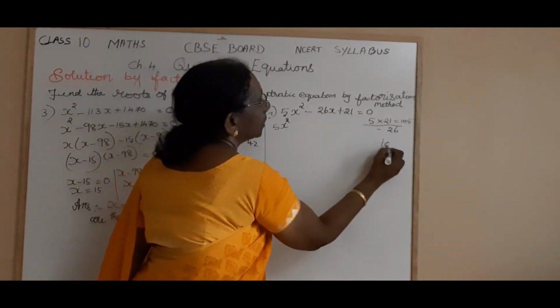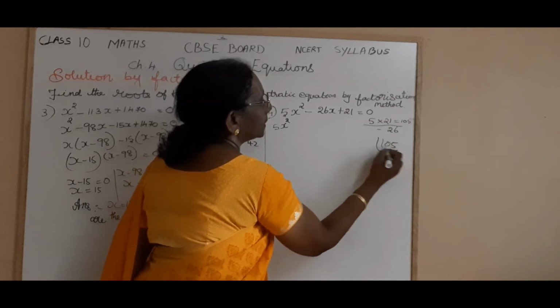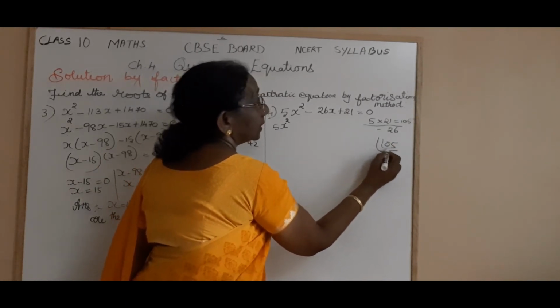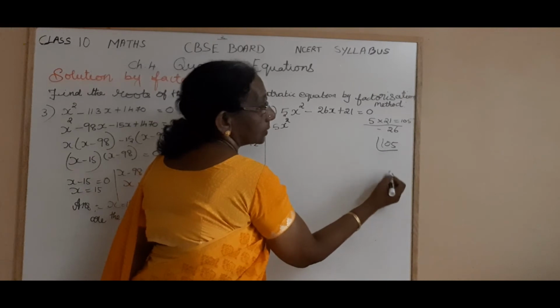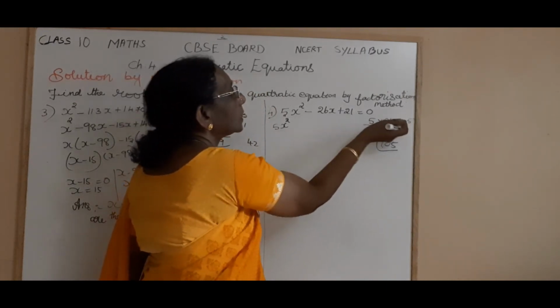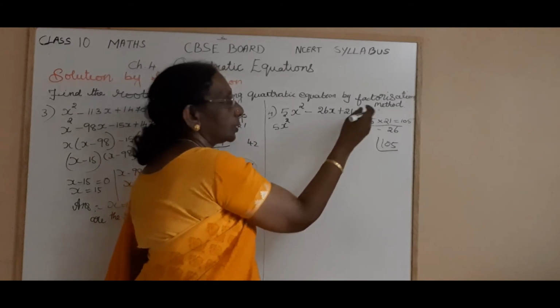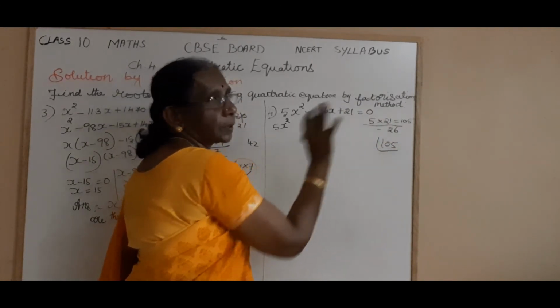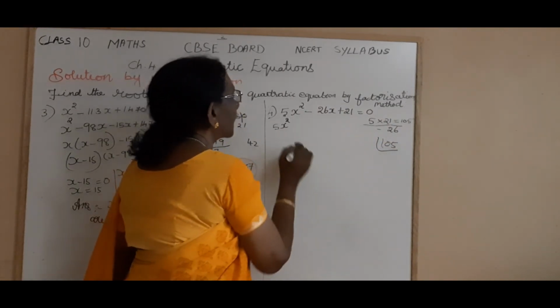Otherwise, what should you do? You have to factorize. It is ending with 3, so it is divisible by 3. Then again you have to select and then you have to group. But it's obvious, it's very clear here. 5 plus 21 is 26, 5 into 21 is 105. So no need to go for factorizing.